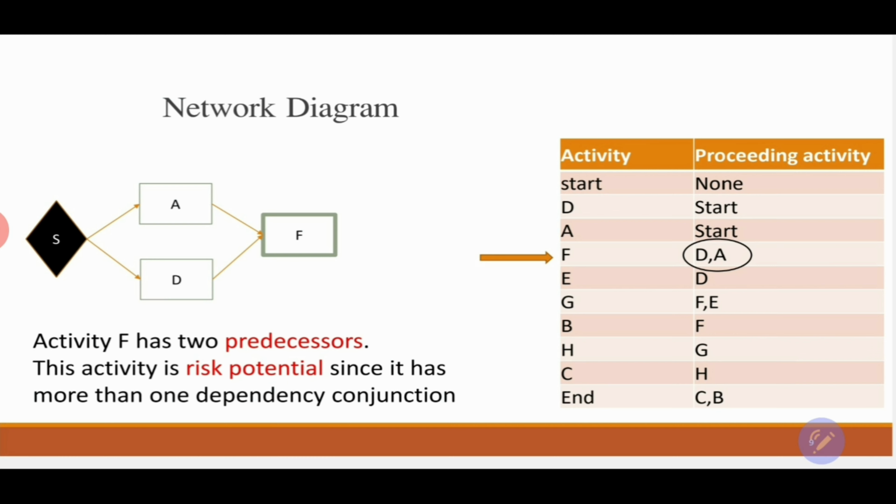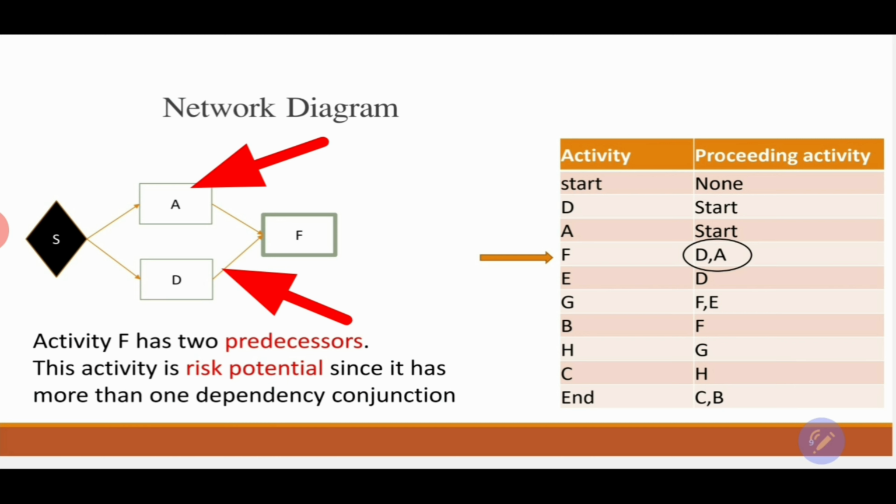The preceding activities of activity F are D and A. What does that mean? It means that activity F will never start unless activity D and A are completed. In this case, you will see that activity F has two predecessors.